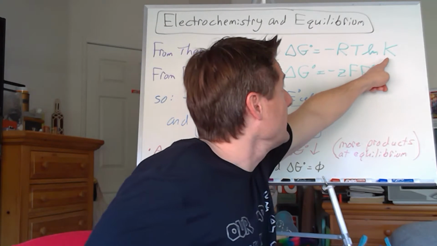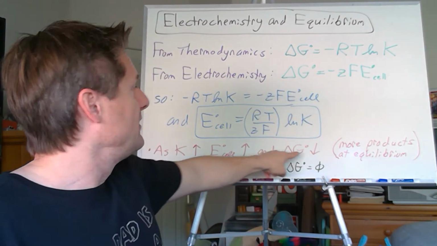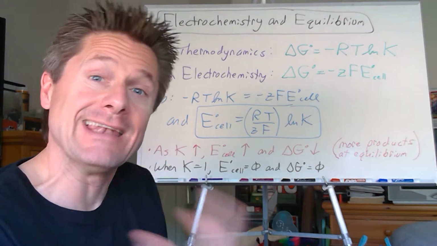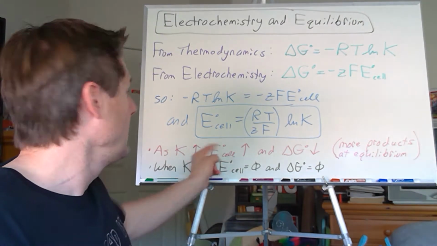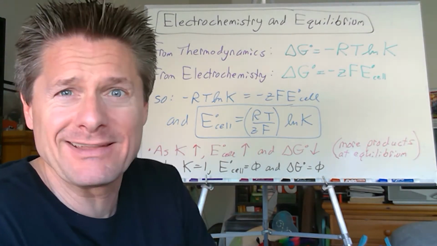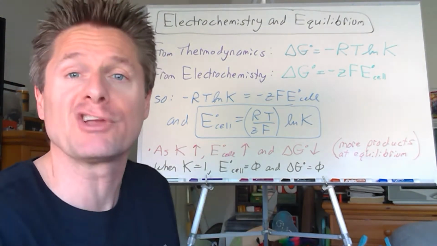And obviously, if K gets bigger, delta G goes down. So delta G is opposite those two, right? Spontaneous in the forward direction has a negative delta G and a positive E cell. And if K is much, much bigger than 1, around the 10 to the 10th range, it's pretty much almost all products anyway. We would almost say that it goes to completion.